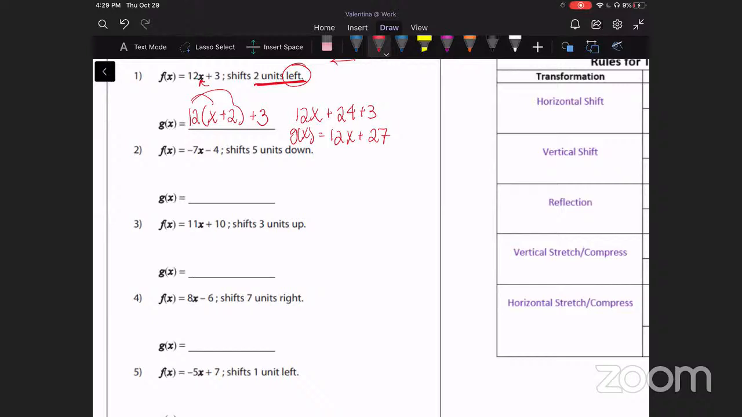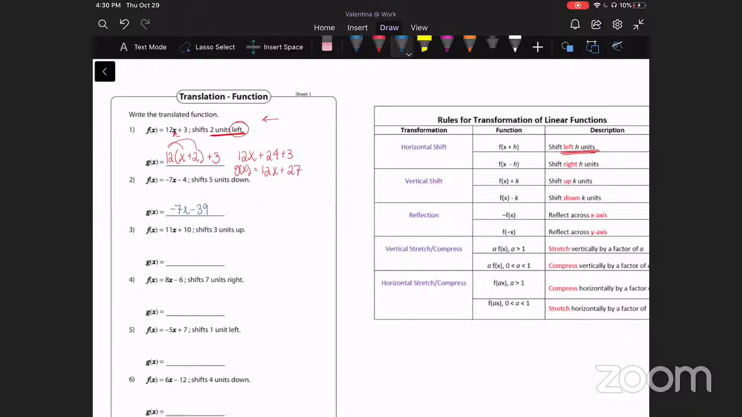Oh, okay. You have an answer. What did you get? So I got g of x equals negative 7x minus 39. Okay, and do you want to walk me through how you got there? So I did what you kind of did in the first problem. I did g of x equals negative 7 parentheses x minus 5 parentheses minus 4, and then I multiplied.